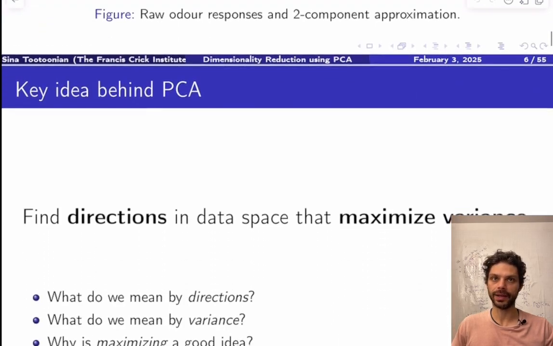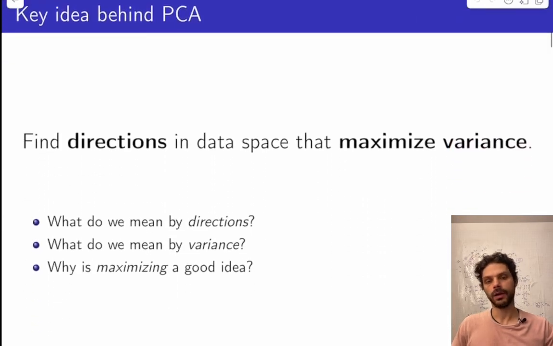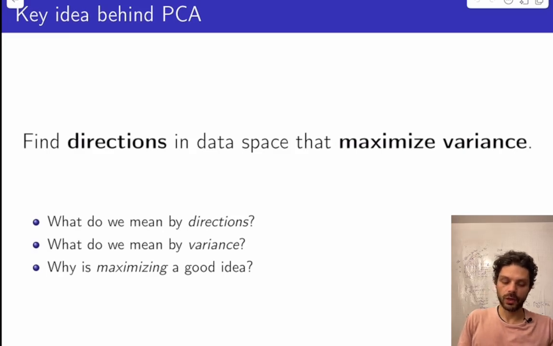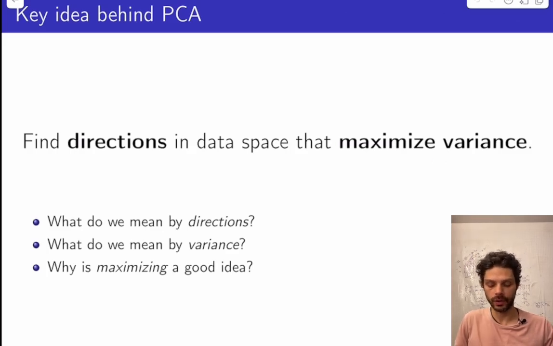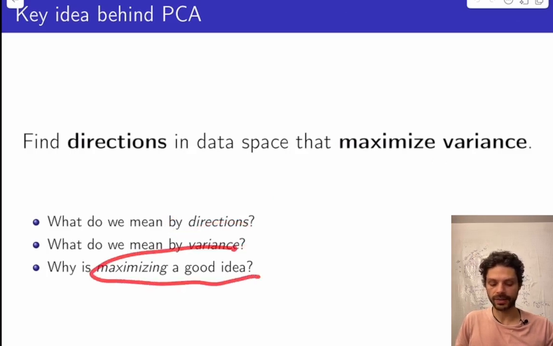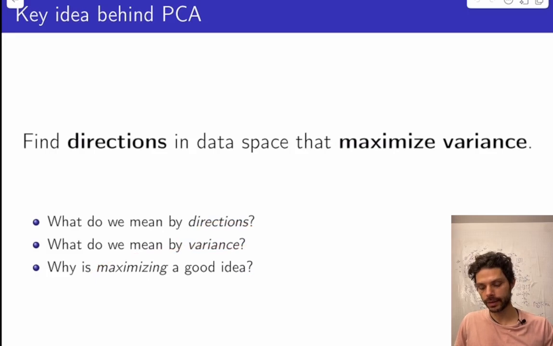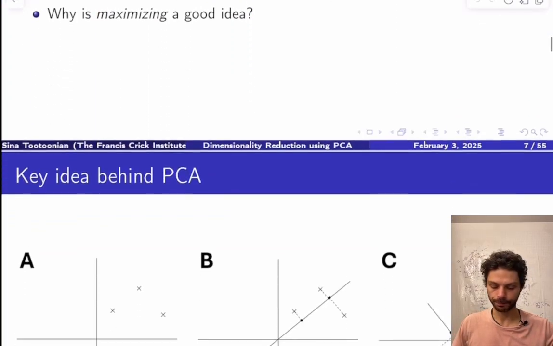And now how do we do all of that? The key idea behind PCA, and there are several ways of getting at it, but one approach is to say that we want to find directions in data space, so in that 150-dimensional space, that maximize variance. In this talk, we're going to talk about what we mean by directions, what we mean by variance, and why maximizing that is a good idea. Okay, so we'll try to answer some of these questions as we go.